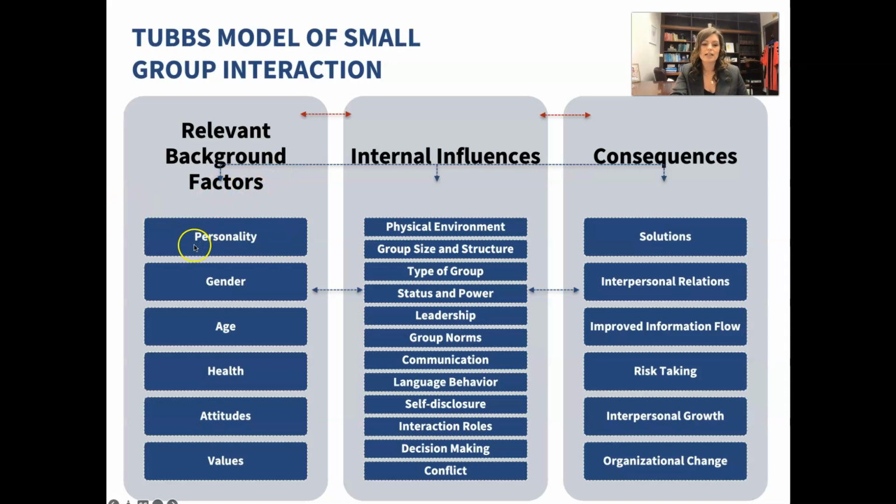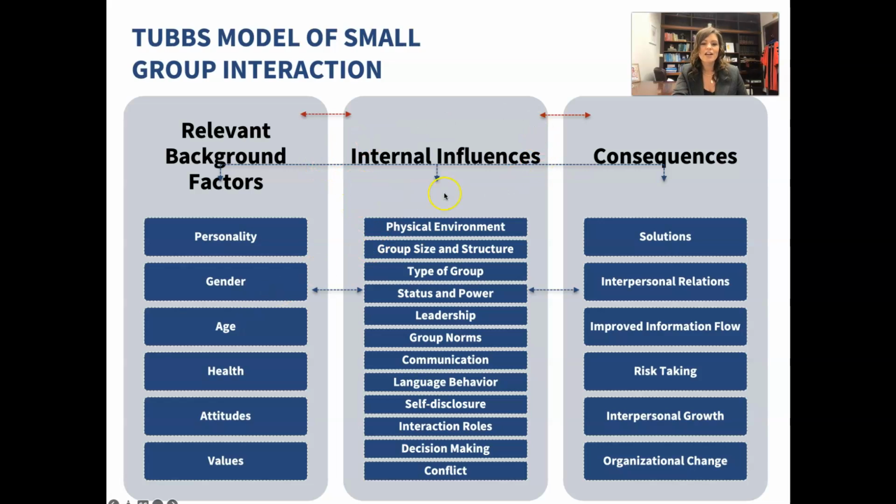And what Tubbs is saying is that all these things that we bring into a group, our personality, gender, age, health, attitudes, and values, are all really important. They're relevant background factors to us, but they also really influence what we bring to the table in the group. And they can influence the function of the group, the operation of a group, how well people get along together, how much they understand each other, all of that.